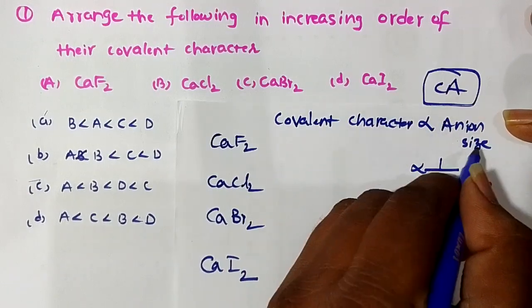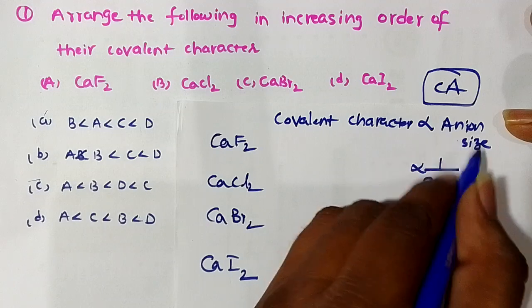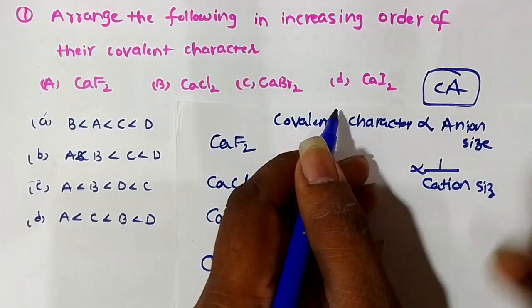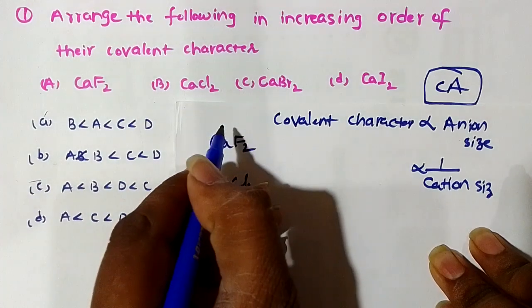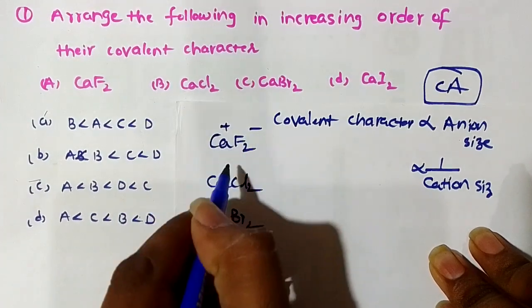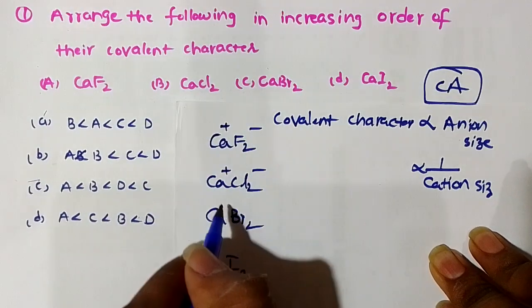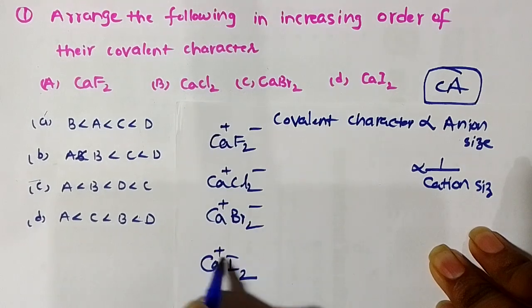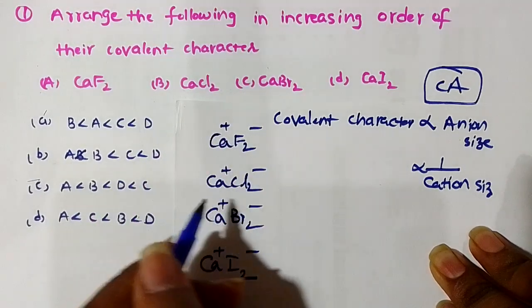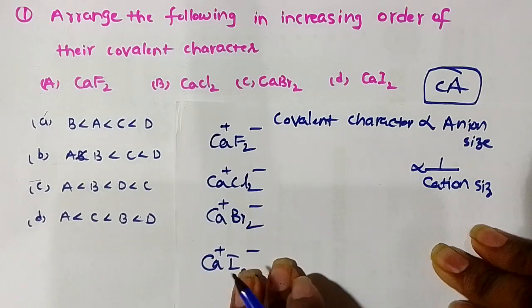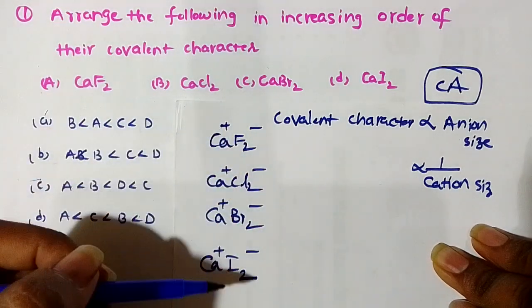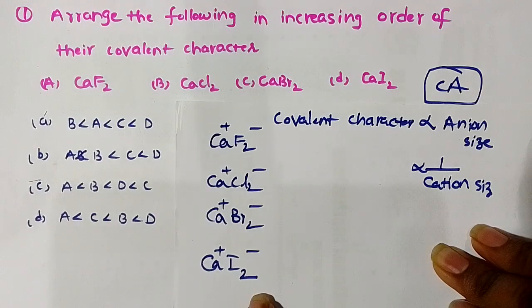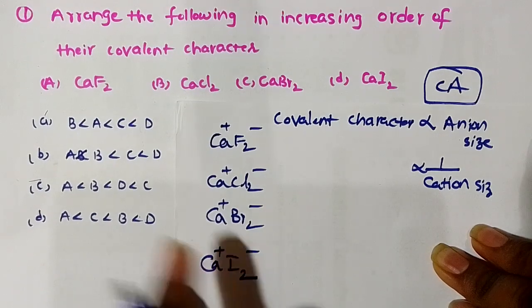If the anion size is more, covalent character is more. If the anion size is less, covalent character is less. Given molecules CaF2, CaCl2, CaBr2, CaI2: cation, anion, cation, anion, cation, anion, cation, anion. All cations are the same and anions are different. When we are moving from top to bottom, the size of anions increases. If the anion size is more, covalent character is more.